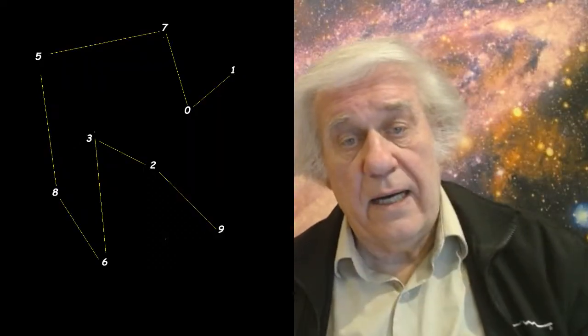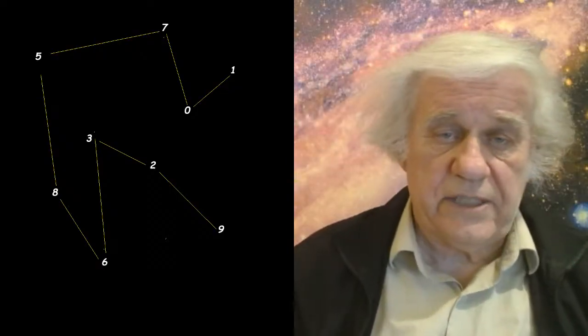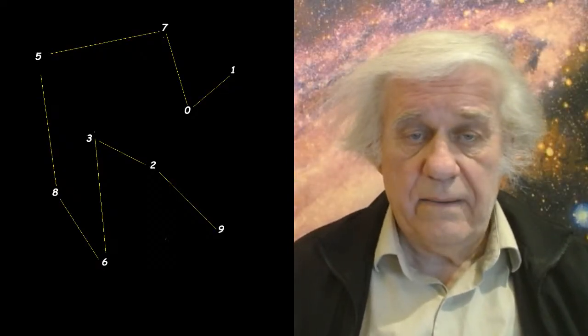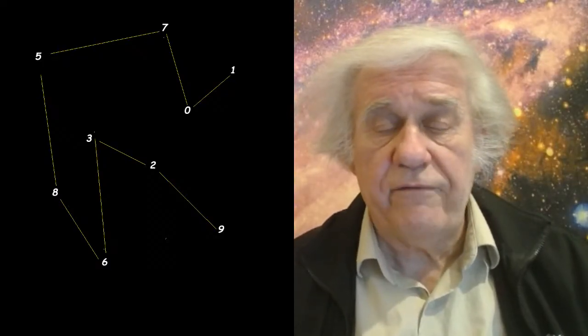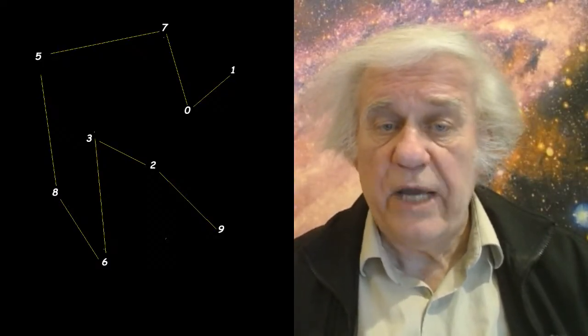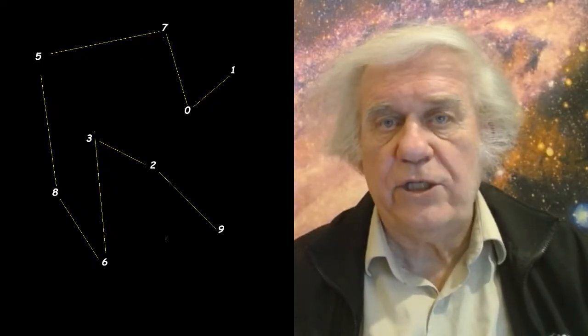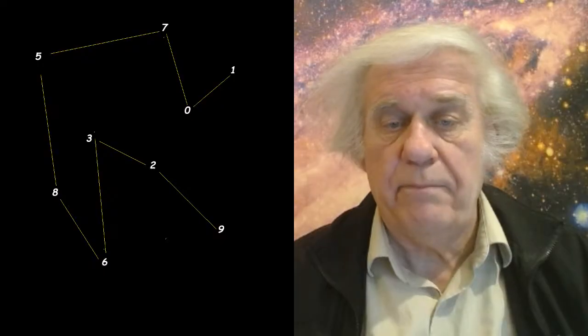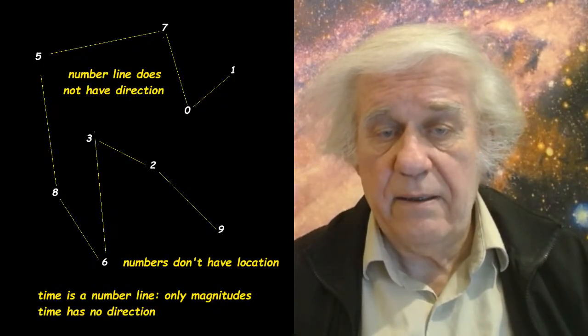Okay, and you say, well, what's the direction of that thing? I mean, which direction is that number line going? And the answer is, number lines don't have direction. Number lines are numbers. Numbers don't have any direction. They don't have any location. There's no distance between numbers. And here's maybe a summary of that.